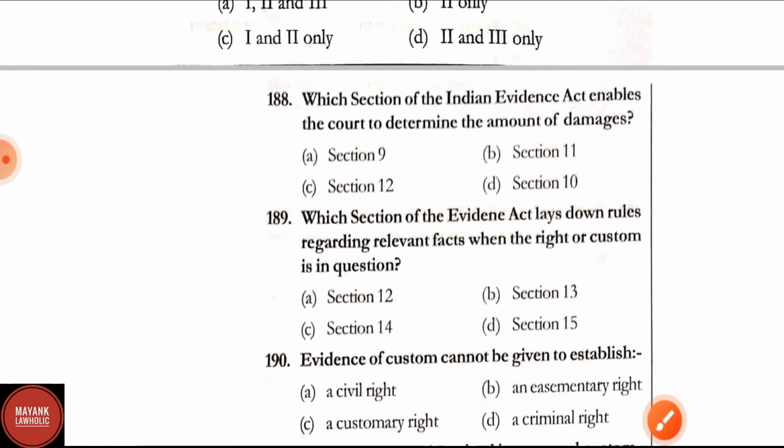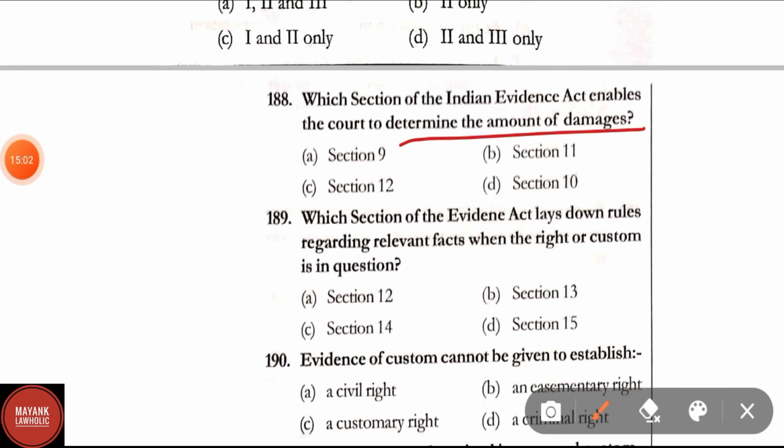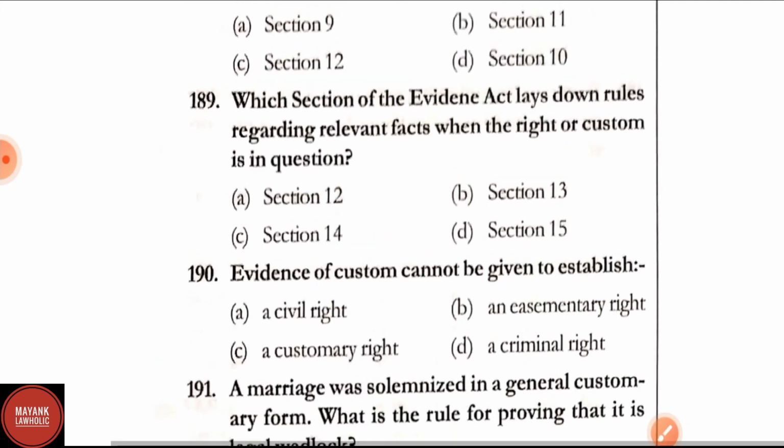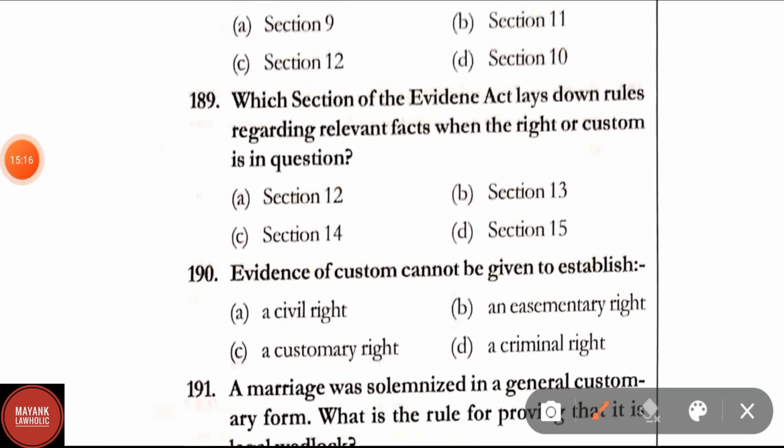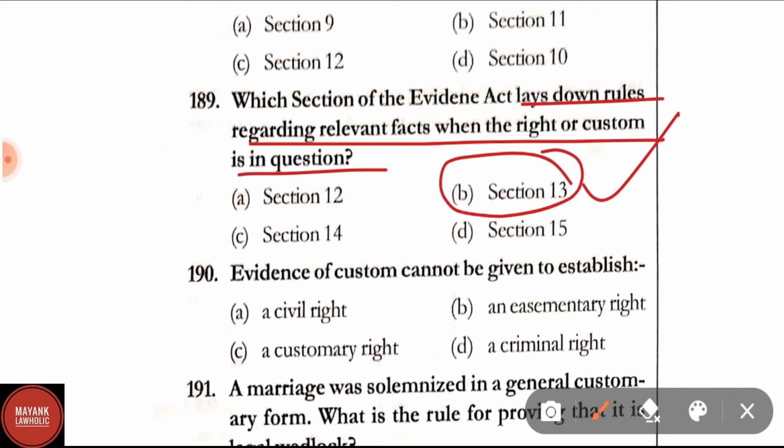Question number 188. Which section of the Evidence Act enables the court to determine the amount of damages? Option A, section 9, B, section 11, C, section 12, D, section 10. Here correct answer is option C, that is section 12. Question number 189. Which section of the Evidence Act lays down rules regarding the relevant facts when the right or custom is in question? Here correct answer is option B, that is section 13.